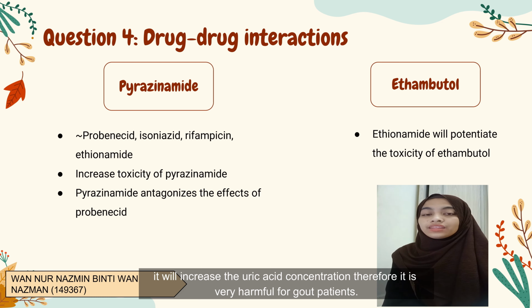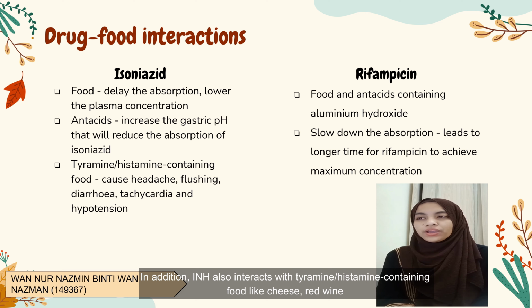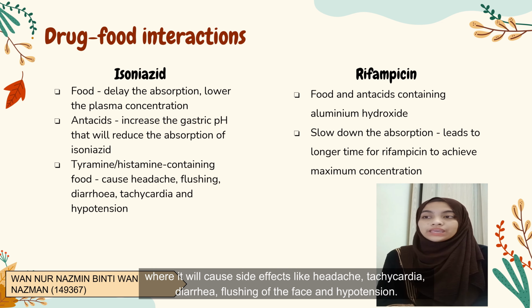Last for drug-drug interaction is ethambutol with ethionamide. Ethionamide is a second-line anti-TB drug where it will potentiate the toxicity effect of ethambutol. Isoniazid and rifampicin both have interaction with food and antacids, where food will delay their absorption, therefore will lower the plasma concentration of these drugs. On the other hand, antacid will increase the gastric pH that will reduce the absorption of these drugs as well. In addition, isoniazid also interacts with tyramine and histamine containing food like cheese and red wine, where it will cause side effects like headache, tachycardia, diarrhea, flushing of the face, and hypotension.